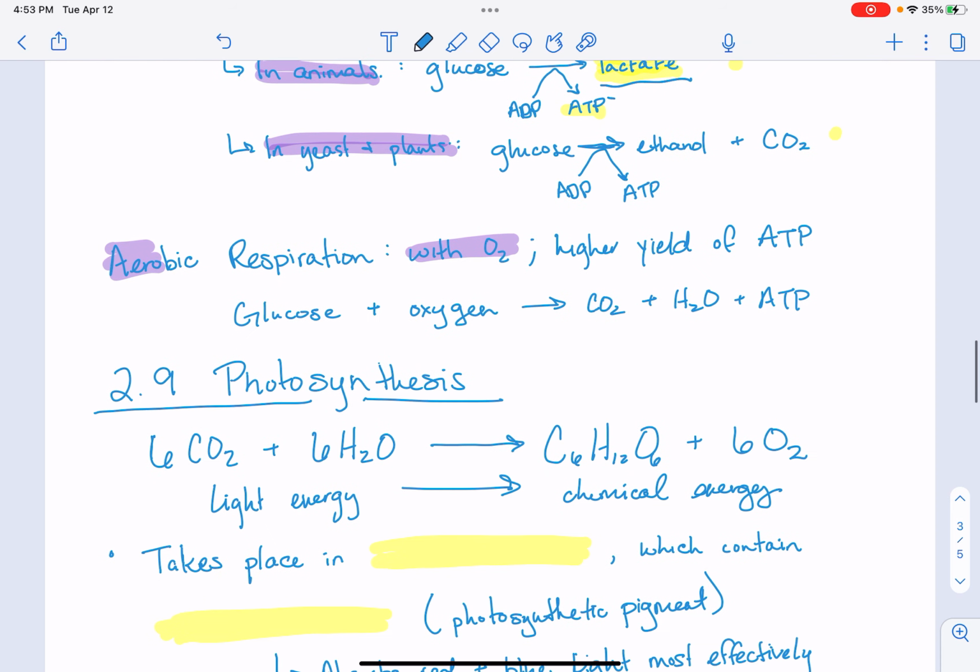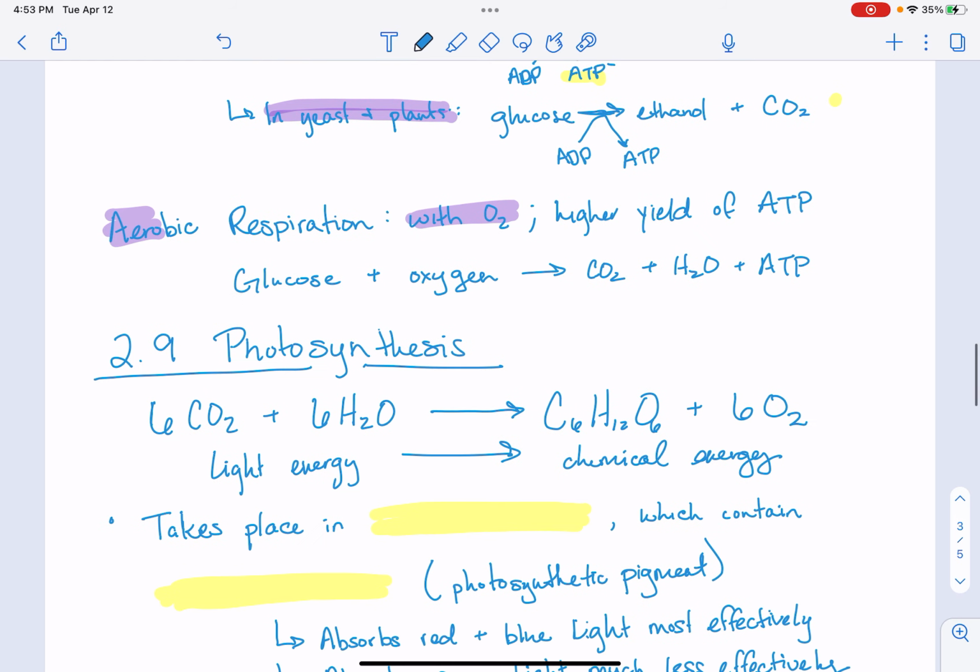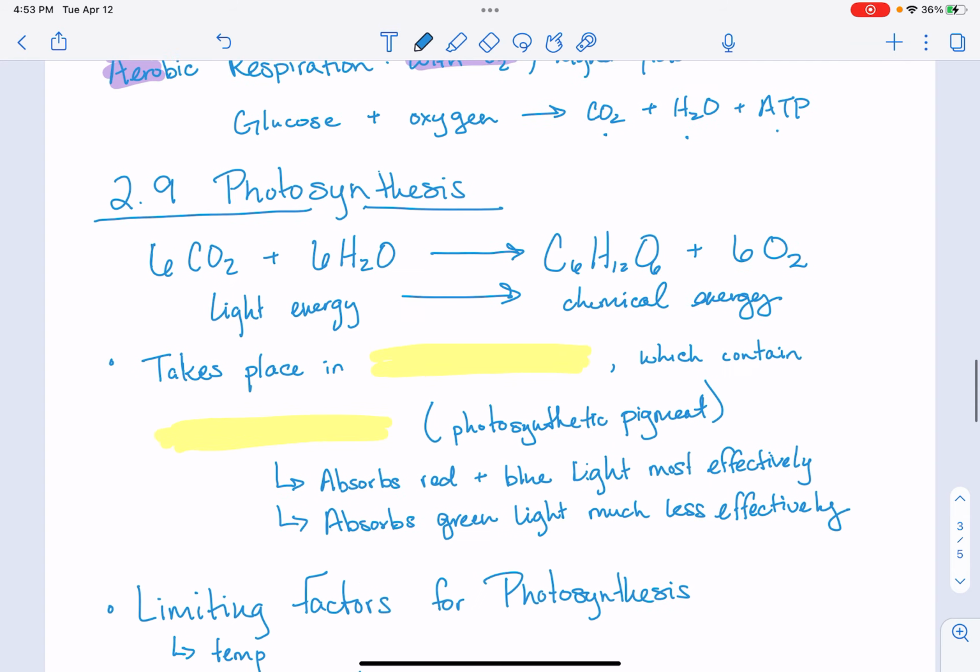Then we have aerobic respiration, which is in the presence of oxygen. You're going to have a higher yield of ATP, and you do need to know that glucose and oxygen are going to form ATP. And then you'll also have CO2 and H2O as your byproducts. Okay, so that's the quick and dirty for respiration.